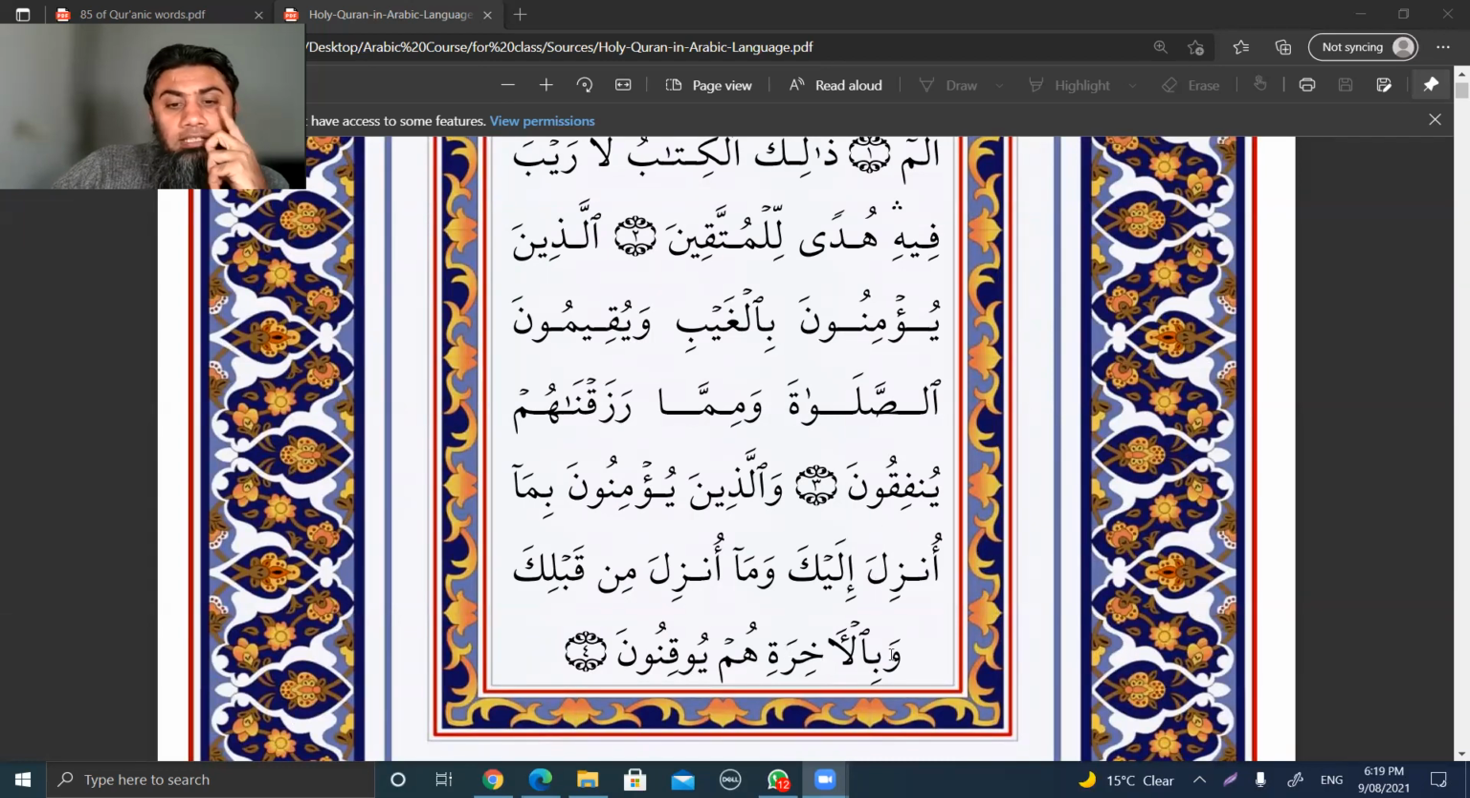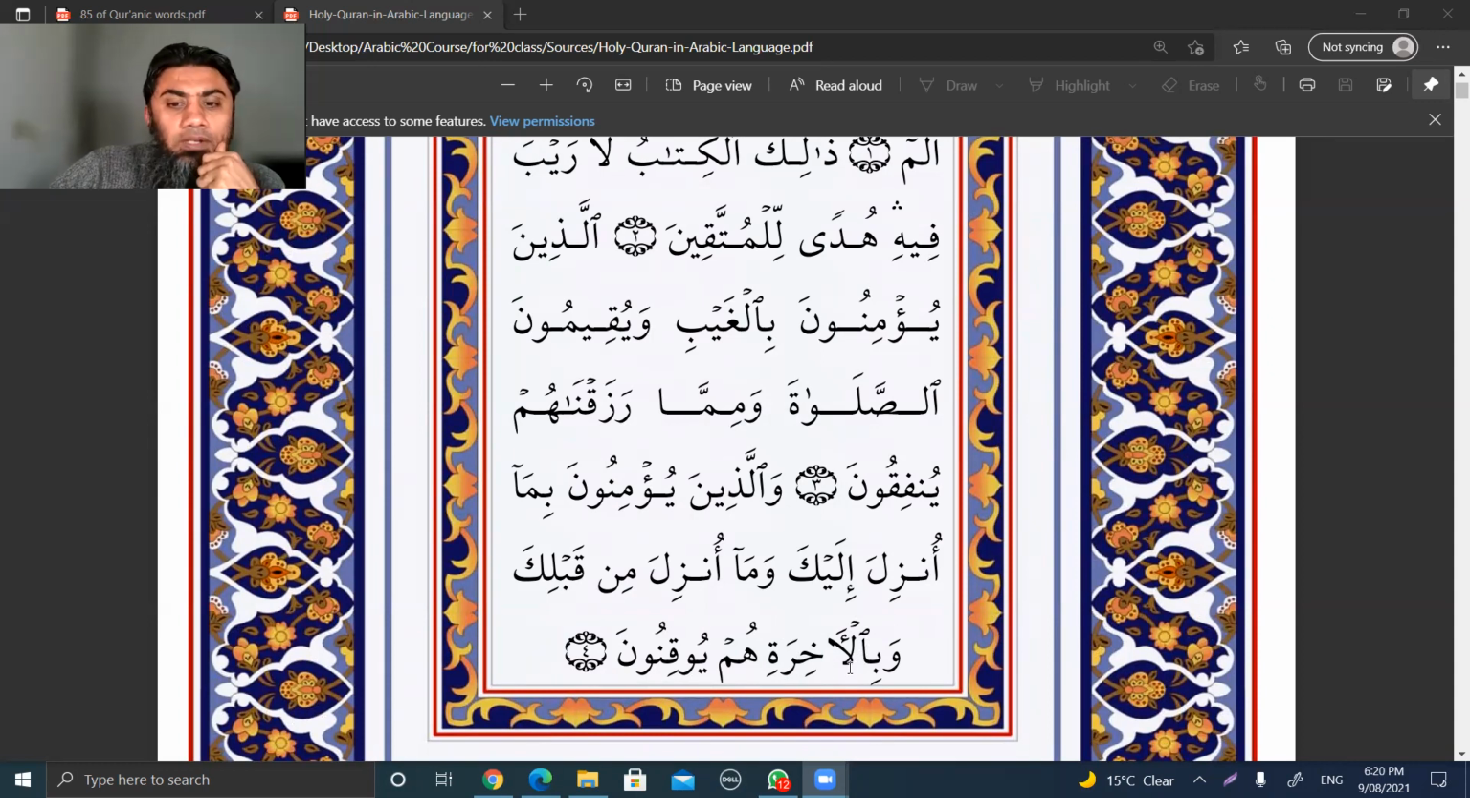Again, this is the sentence wabil akhirati hum yuqinuna. This wow is just a connector. Don't worry about the wow. Let's deal with the rest of the sentence. Bil akhirati: this ba is harf jar. Al akhirati has become majroor. Why? Because of this ba. So ba and al akhirati together is a jar majroor phrase, or prepositional phrase.